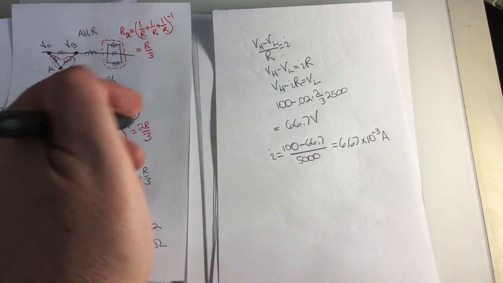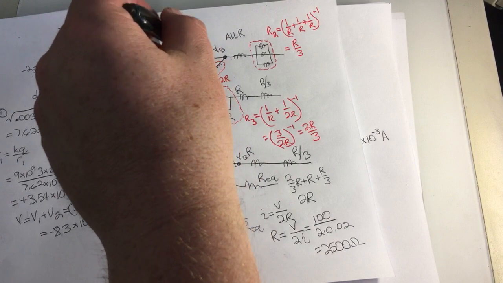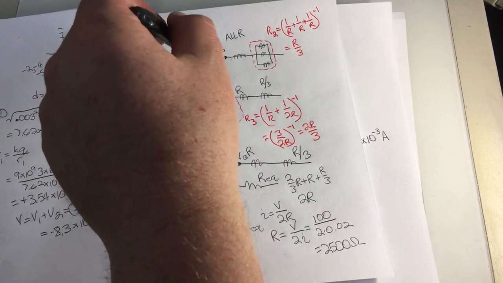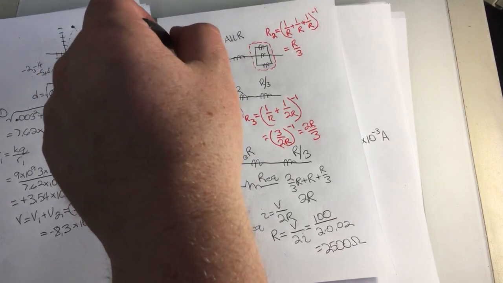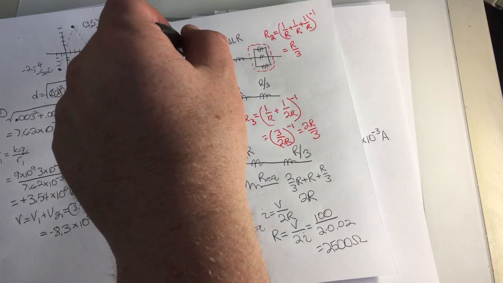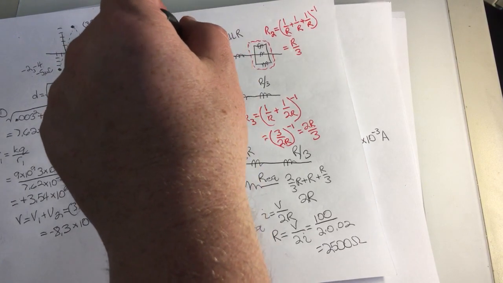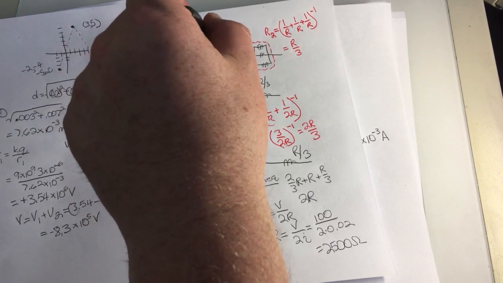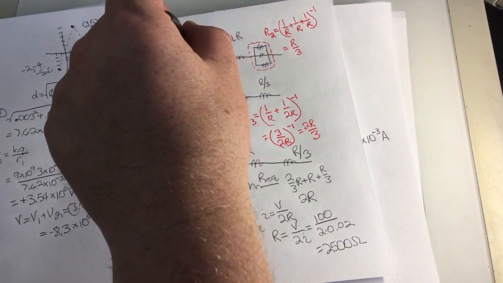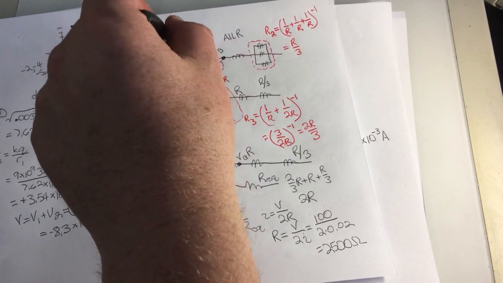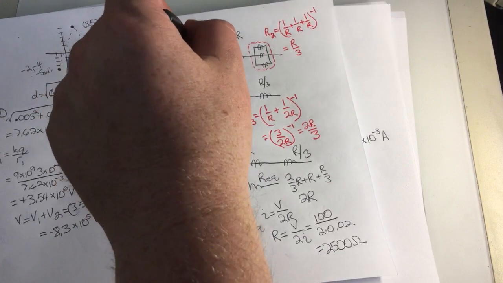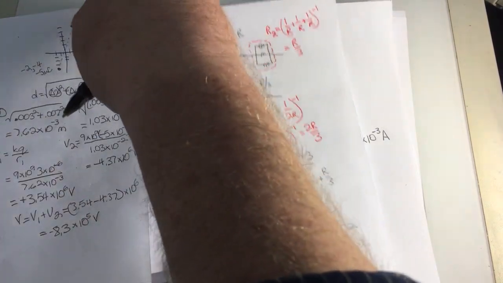Now comes VA, because for VA, I was always trying to get to this point. To get to that point, I needed to know that one. Because what I needed to do was get the current going through that arm. And if I've got the current going through that arm, I can get to VA because I'll just drop it down from V naught.